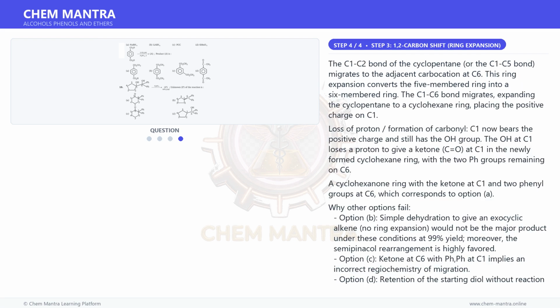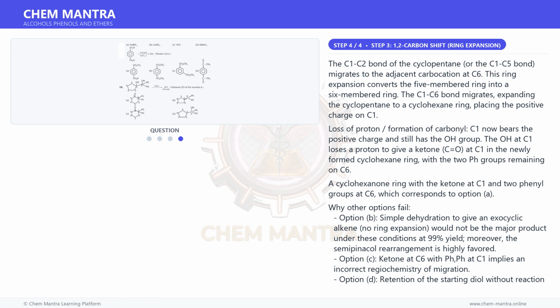And for the final step, the C1-C2 bond of the cyclopentane, or the C1-C5 bond, migrates to the adjacent carbocation at C6. This ring expansion converts the 5-membered ring into a 6-membered ring. The C1-C6 bond migrates, expanding the cyclopentane to a cyclohexane ring, placing the positive charge on C1.